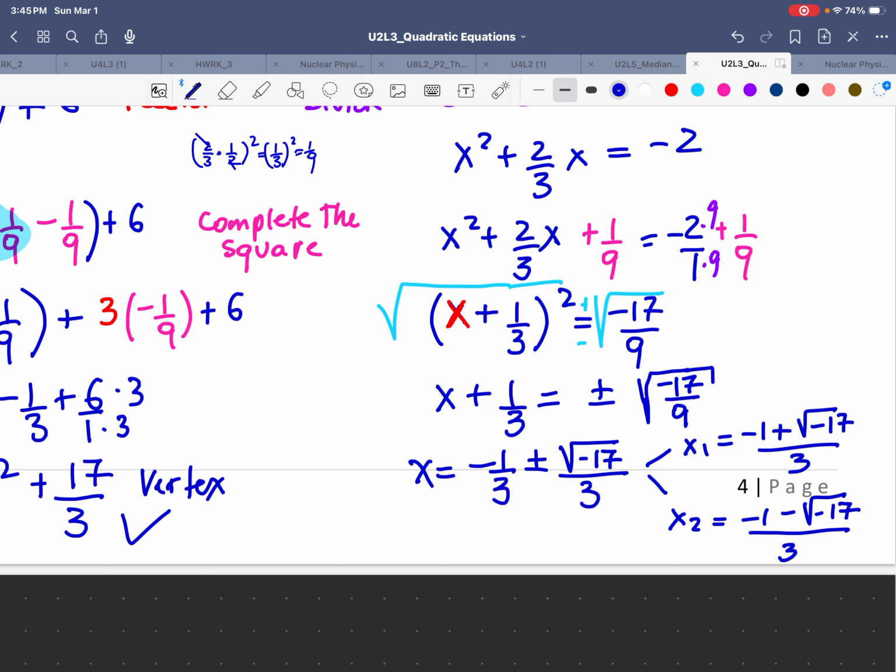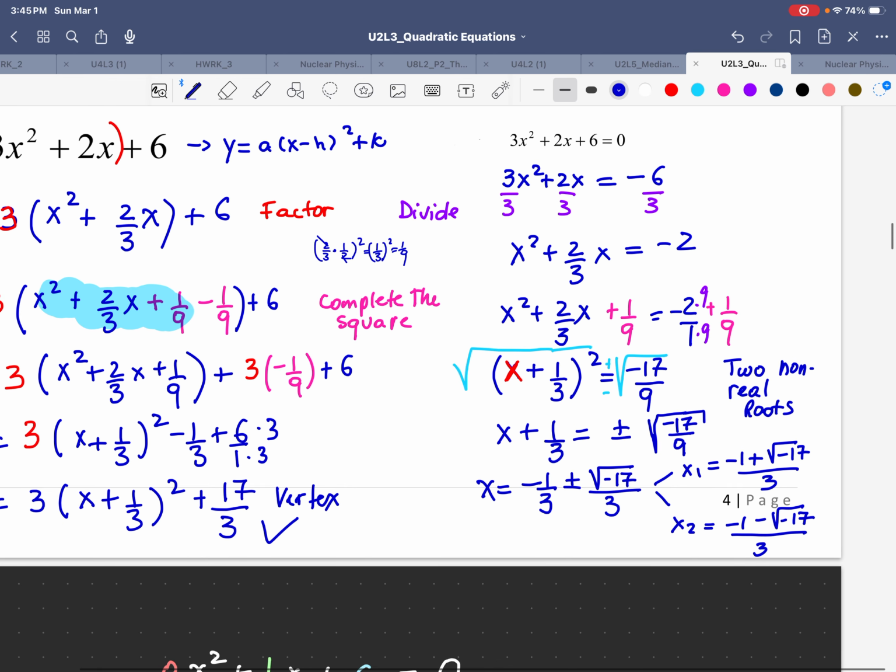And as you can see here, we obtained two roots, and these two roots are not real, or they're complex. So we're going to say two non-real or complex roots. And they're distinct. They're always distinct whenever they are complex roots.